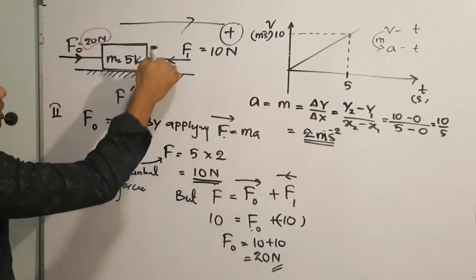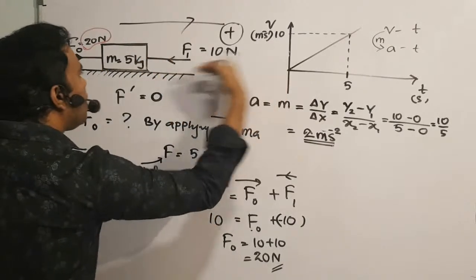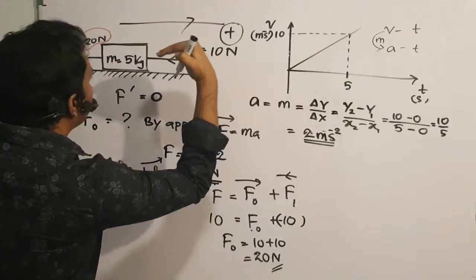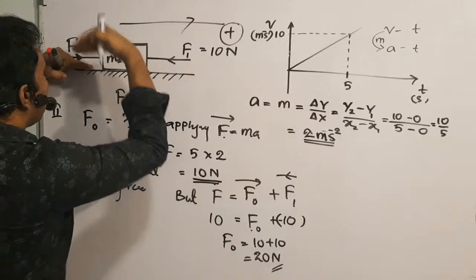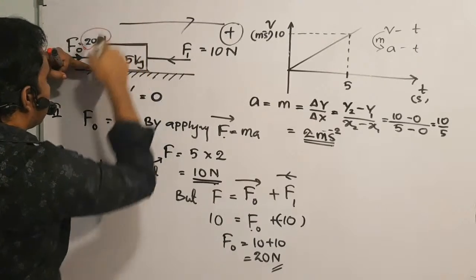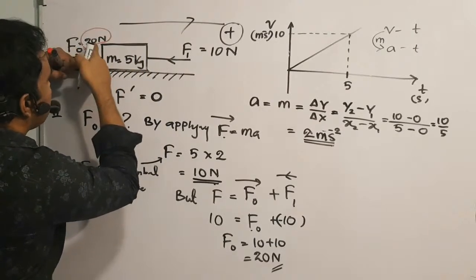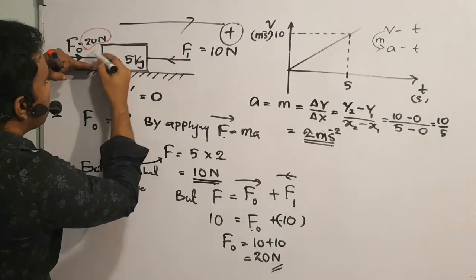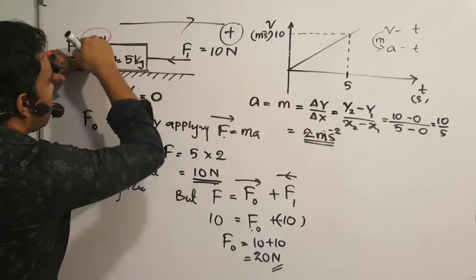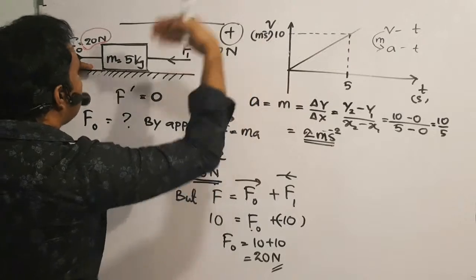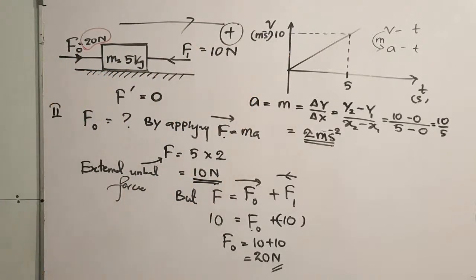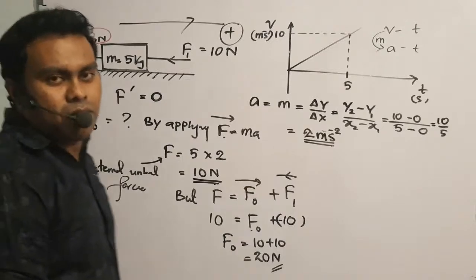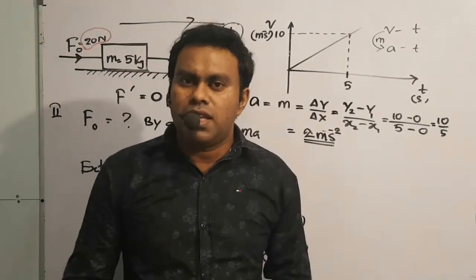So we have to take unbalanced 10. In that case, another 10 must be here. So it's 10 newton force, cut this one, and the resultant value is an additional 10. Okay, so that's F naught is 20 newtons. That's how it happens.